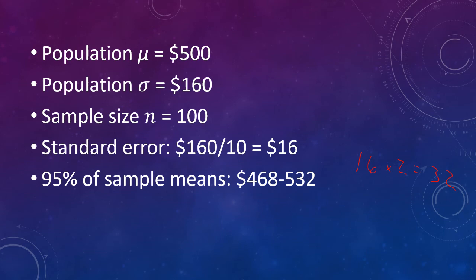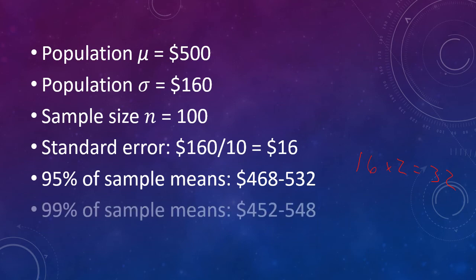In what range will 99% of the sample means of studies like this one fall? Well, from a normal distribution, 99% of the values will fall within about 3 standard deviations of the mean. The sampling distribution has a standard error of $16, so 3 standard errors would be $48. So 99% of sample means from studies like this one will fall within $48 of $500, the mean. That is to say, between $452 and $548.